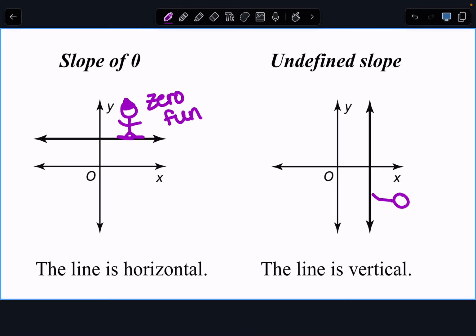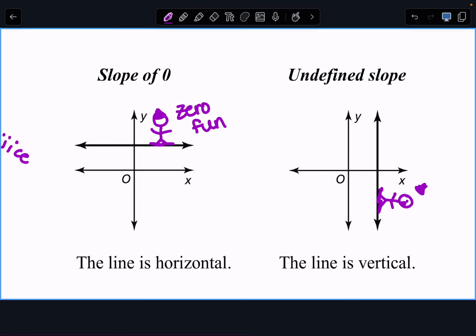What happens if Mrs. Holman tries to ski? Oh, I would be undefined because it would end. I would end. Okay, so I want you to think about... Yeah, we don't want to be skiing on a vertical line because it would be a cliff and we would fall to our demise.